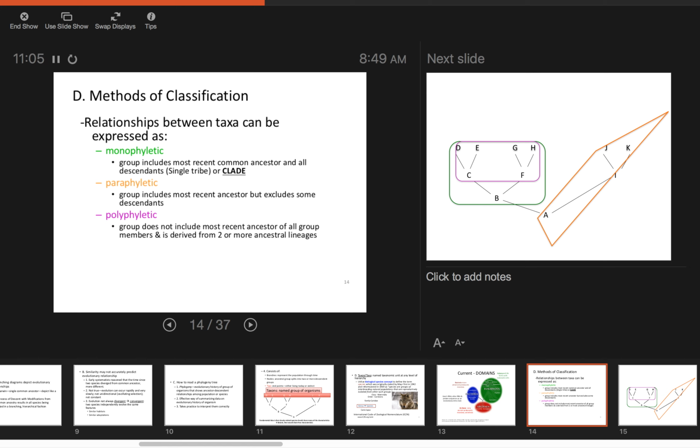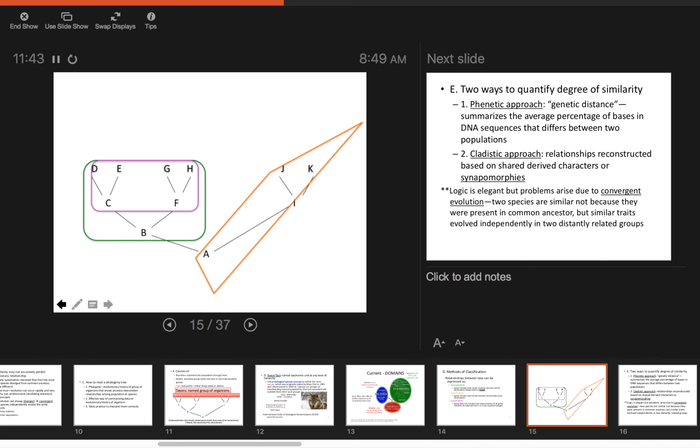To describe the taxa between each other, you can describe them as monophyletic, paraphyletic, and polyphyletic. I should probably warn you that in this chapter there's a lot of vocab words. Monophyletic means it's a single tribe or a clade, and I'll show you on the next slide what that looks like. Paraphyletic means the group includes the most recent common ancestor, but excludes some of the descendants. And polyphyletic means that they don't share really a common ancestor. There's 2 or more ancestral lineages.